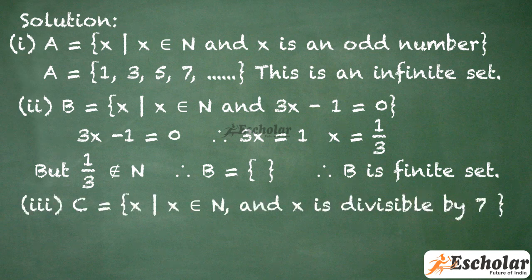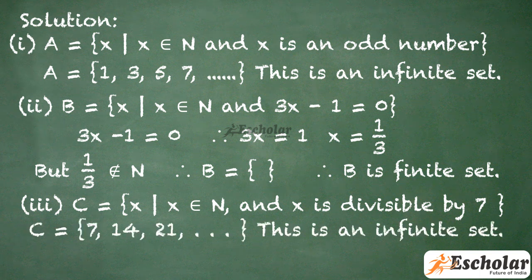Third, C is equal to {x such that x belongs to N and x is divisible by 7}. C is equal to {7, 14, 21 and so on}. This is an infinite set.